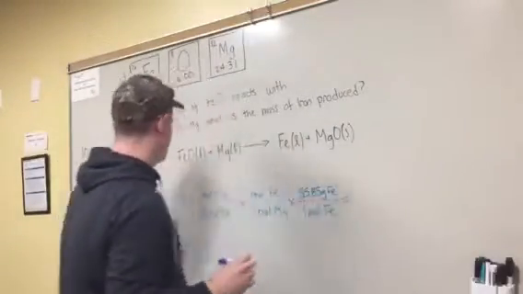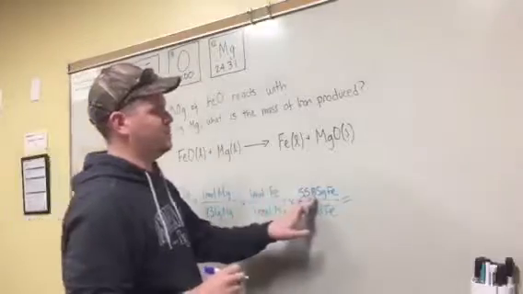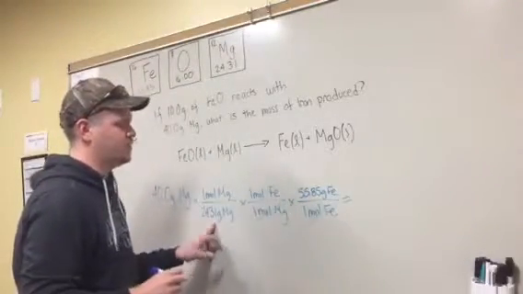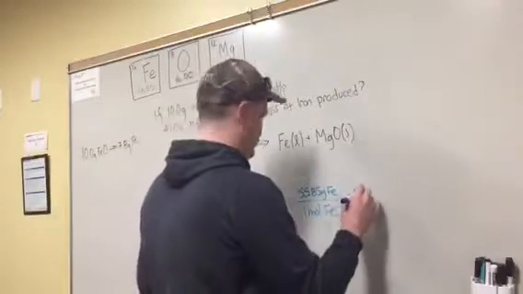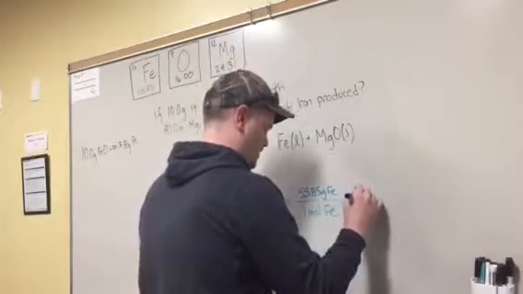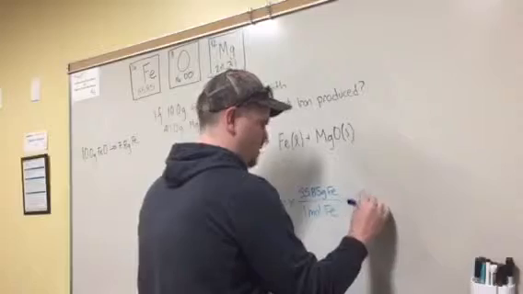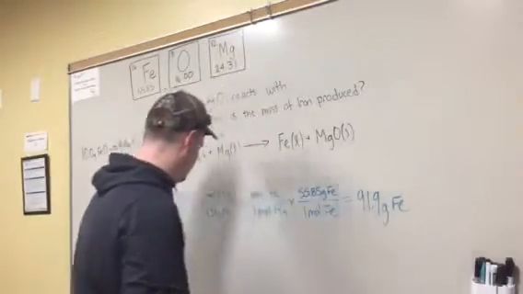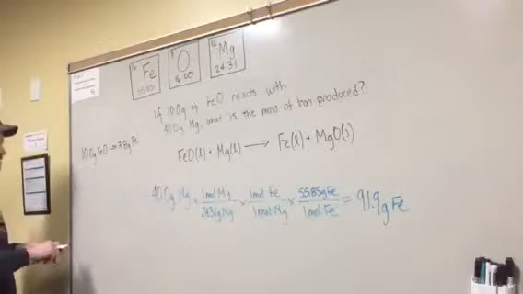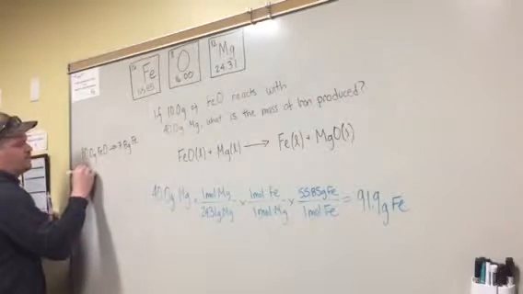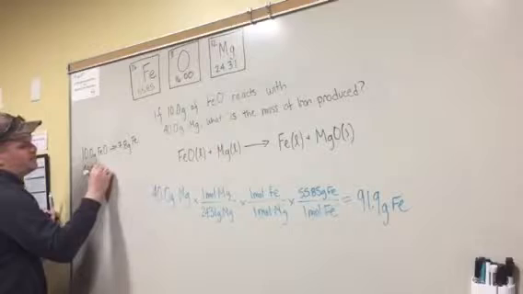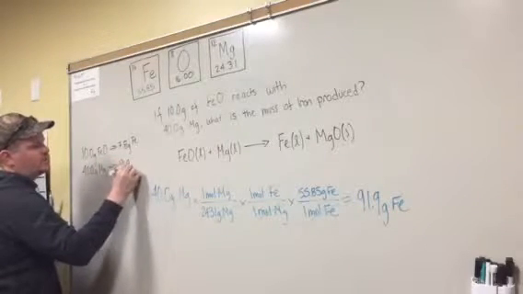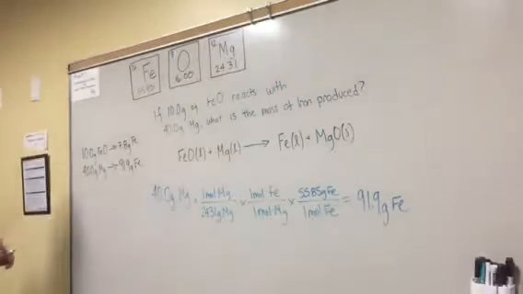So 40 times 1 times 1 times 55.85 all over 24.31 times 1 times 1, so 24.31. And that's going to give us our final answer of 91.9 grams of iron. So I'll add that to the list over here. We now know that 40 grams of magnesium is going to produce 91.9 grams of iron.